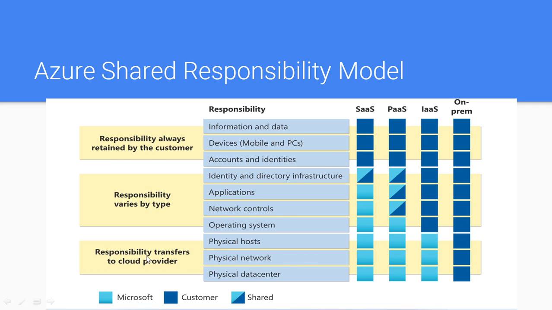Here you can see that the responsibility transfers to the cloud provider. For example, we have physical hosts, physical network, and physical data center. You can see that for SaaS, PaaS, and IaaS, these are Microsoft's responsibilities. You can see the blue here, which means it is Microsoft's responsibility. On-premise, of course, everything is the customer's responsibility. After all, it is their own hardware, their own data center, their own network.